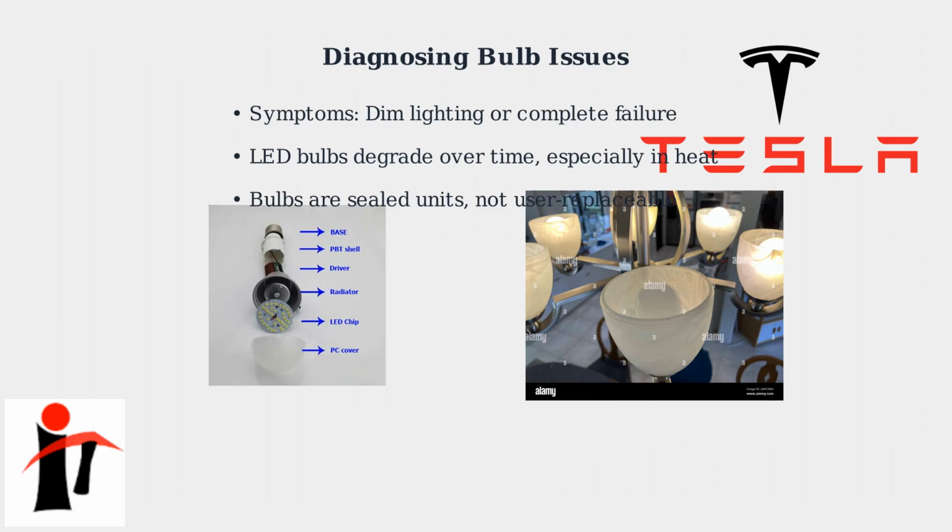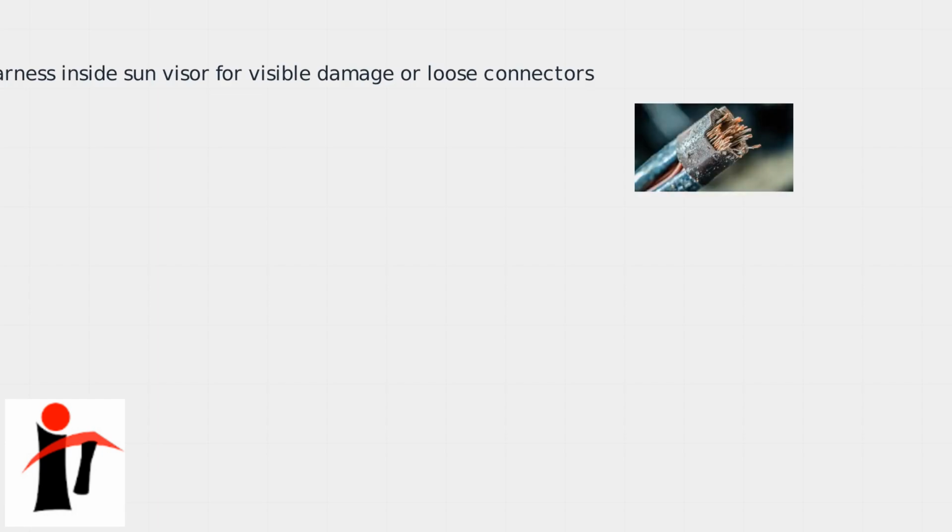Unfortunately, these bulbs are not designed for easy user replacement. They are sealed to prevent tampering and require specialized tools and knowledge to access. For bulb replacement, contact Tesla service. The procedure involves removing the sun visor and typically costs between $50 and $100, though it may be covered under warranty for newer vehicles. Loose wiring or corroded connections can interrupt the electrical flow to the vanity mirror lights.